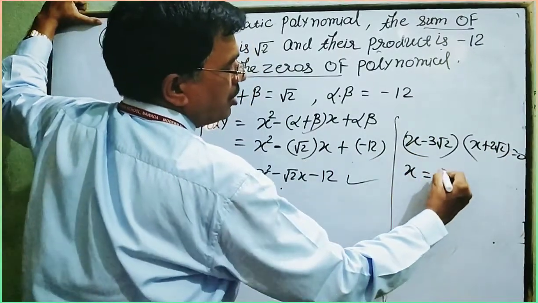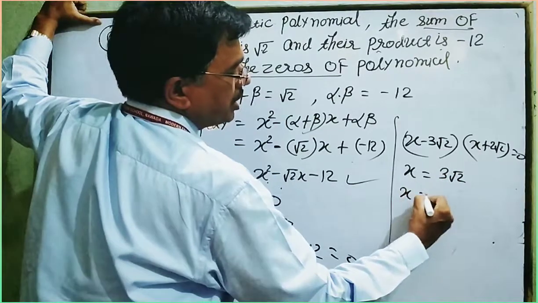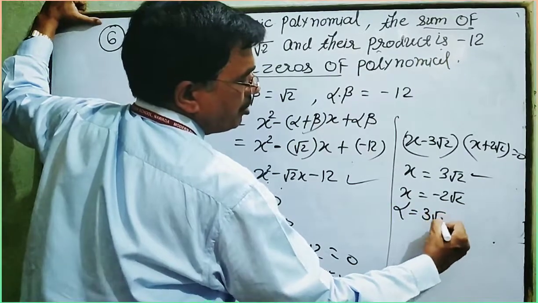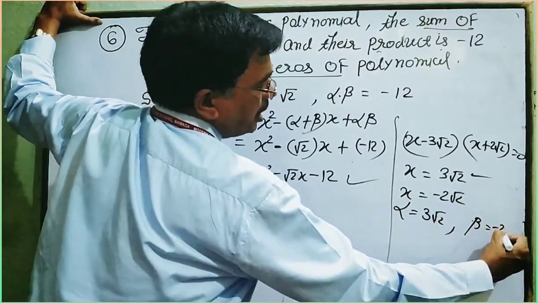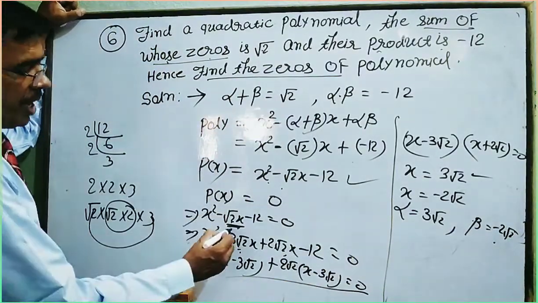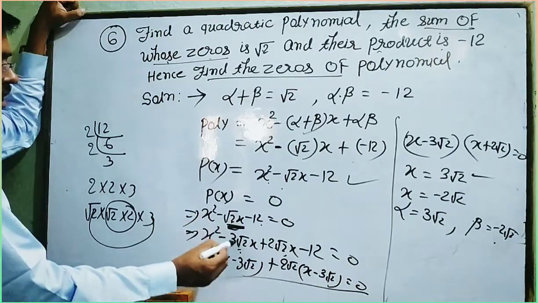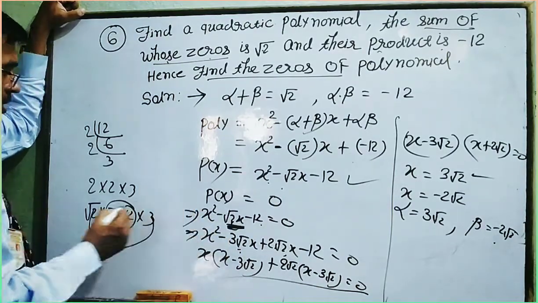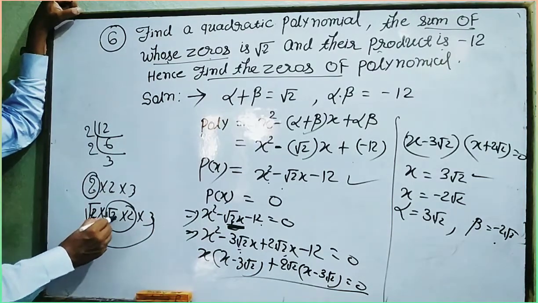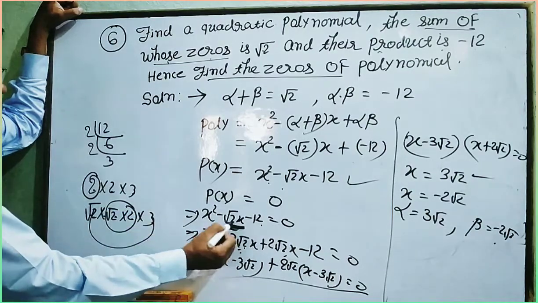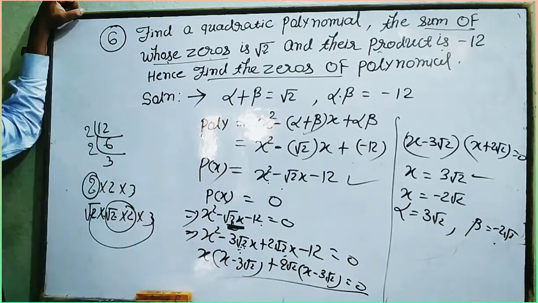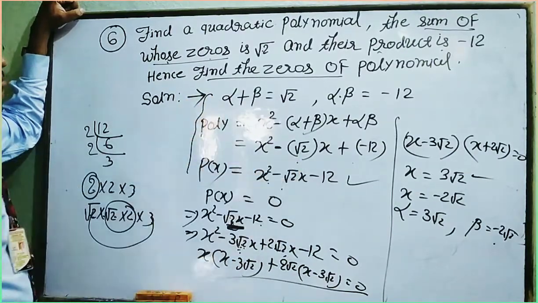So x is equal to 3 root 2 and next x is equal to minus 2 root 2. This is the value of alpha, that is 3 root 2, and this is the value of beta, that is minus 2 root 2. So the zeros of this polynomial we can find by help of the middle split. So 12 you can write as root 2 into 2 into 3, and then 2 into 3 is related to root 2 into root 2 and 2 into 3. Multiply, then you get 12, and subtract, then you get root 2. So you find the zeros, and first you find what the polynomial is.